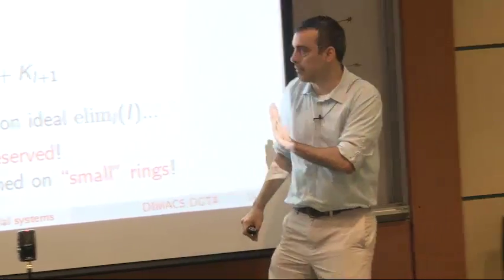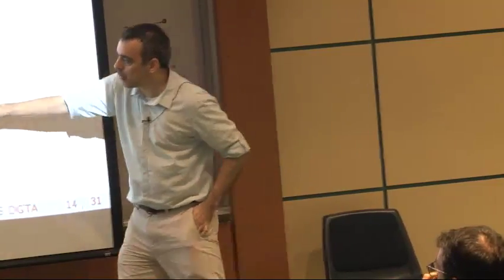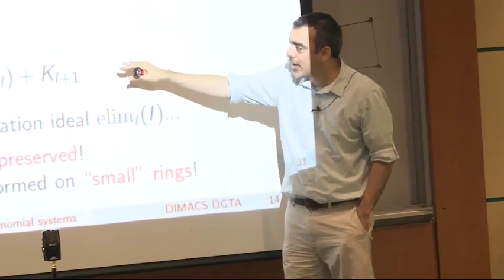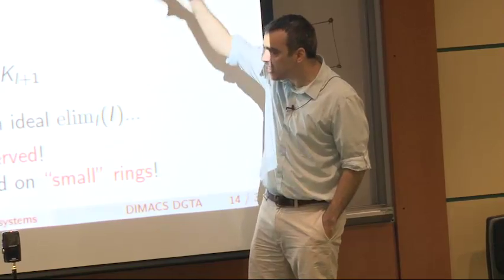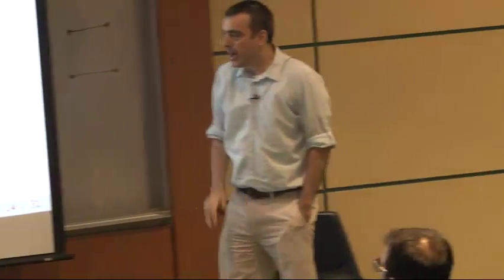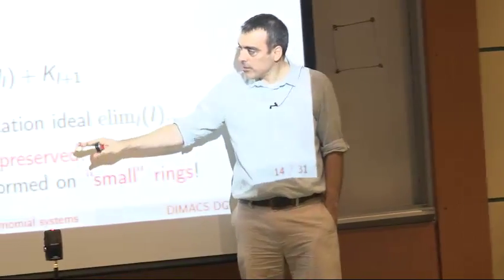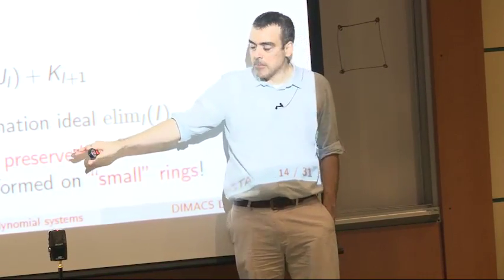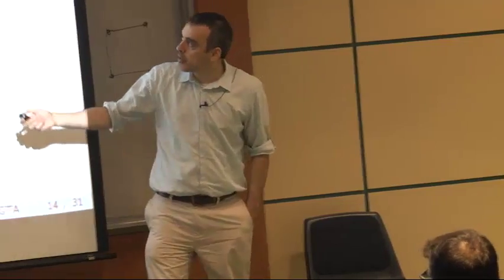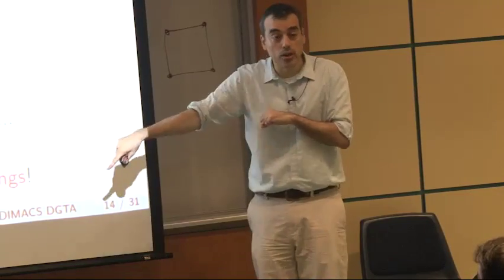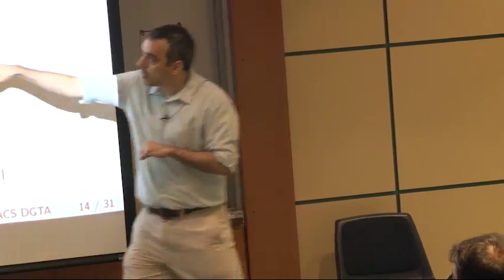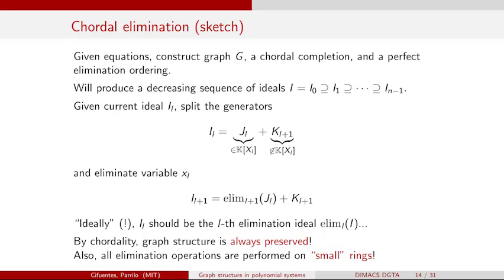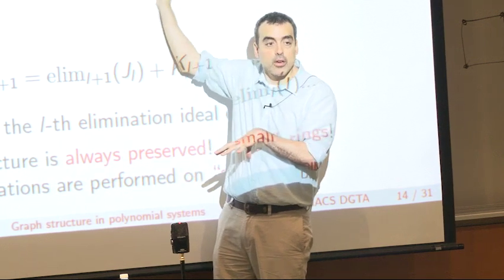I'll show an example in just a second. Ideally, what we should obtain is exactly what's called the elimination ideal, exactly the projection on this set. The only thing I want you to notice is that exactly because of the properties of a perfect elimination ordering, this graph structure is going to be preserved. Remember that when I look at my variable and all the neighbors, they're already talking to each other. So whenever I do this elimination, I'm only computing in a ring with exactly the number of variables that correspond to the size of that clique. I'm not using all the variables at all.